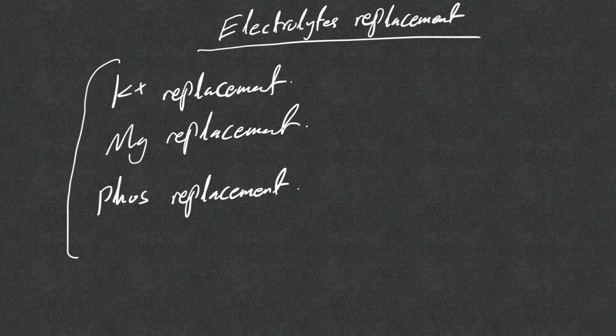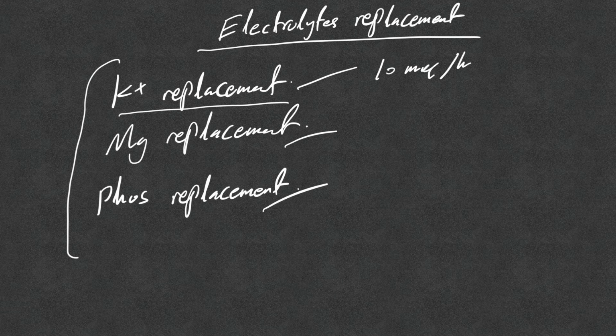Electrolyte replacement we mainly use for potassium replacement, magnesium replacement, and phosphorus replacement. And these bags are already pre-mixed for us to use, and I have full videos on how to replace potassium, and the idea of 10 mEq per hour, no more. No, actually we can go to 20, 30, and in some emergencies we use 40. You can go back to my video on hypokalemia treatment.